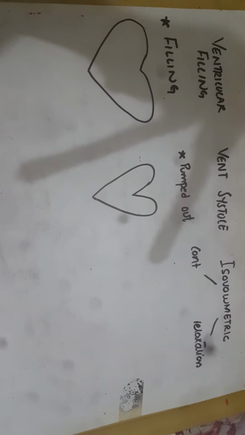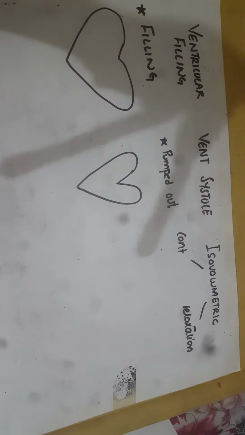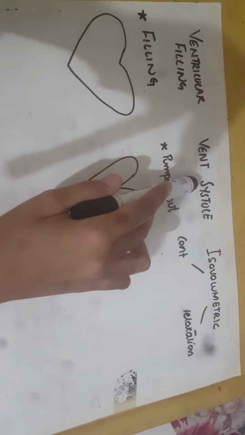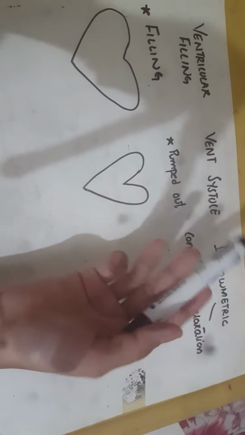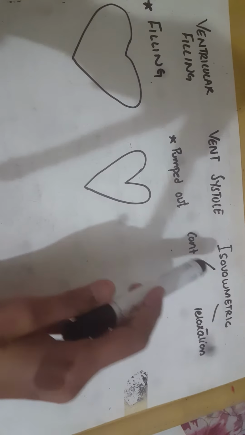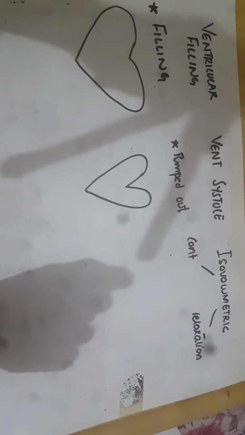Hi guys, here we are going to discuss different phases in the cardiac cycle. We have four phases: ventricular filling phase, ventricular systole phase, and the isovolumetric contraction and isovolumetric relaxation. These four phases are very important in the cardiac cycle.